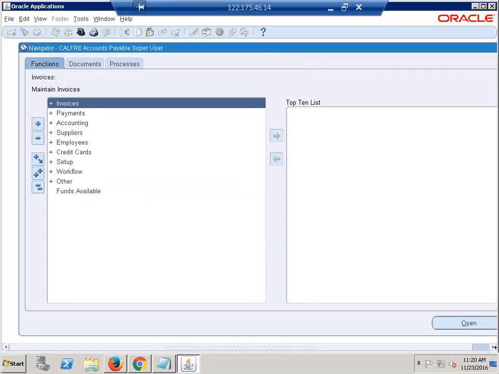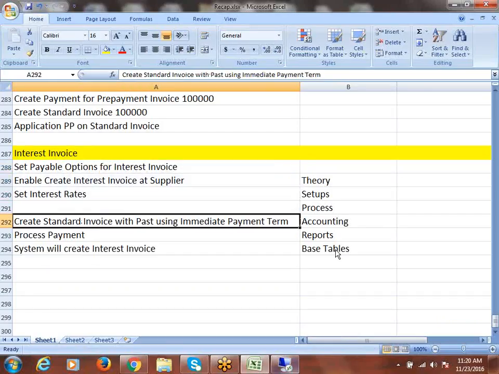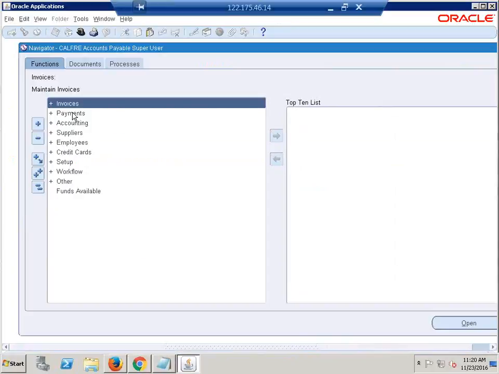We are done with the setups. Now we have to see the process. Since there is no option to use an existing invoice, let's create a new invoice with a past date by giving immediate payment terms. We completed these three setups. Now we are going to create a standard invoice with the past date. The navigation is Invoices.